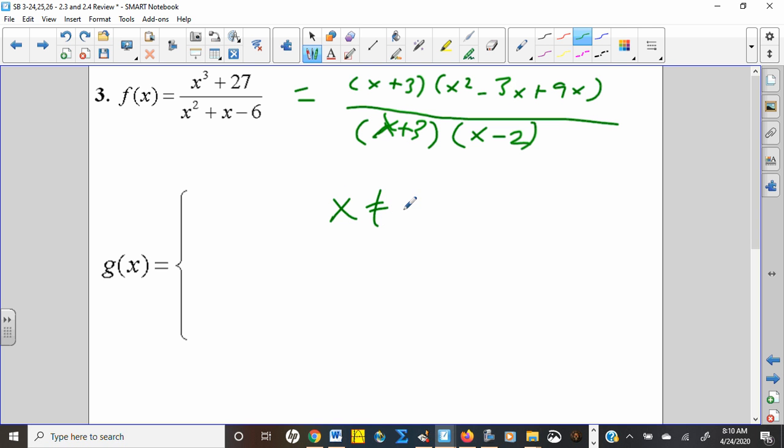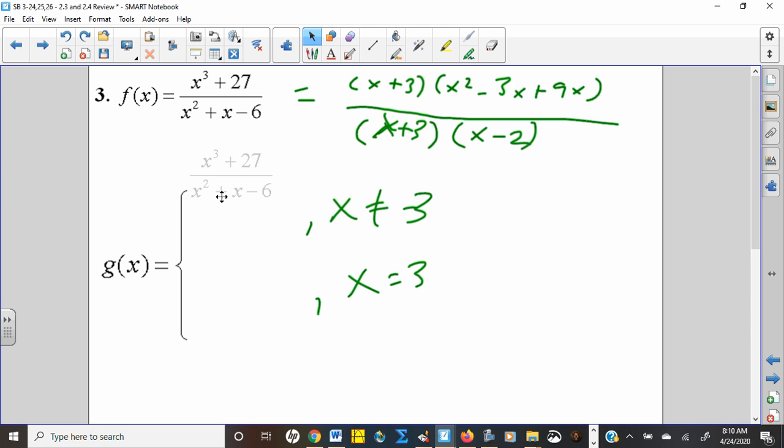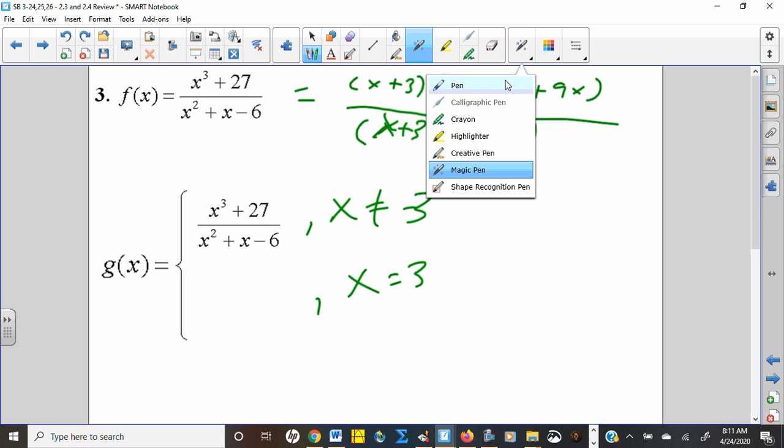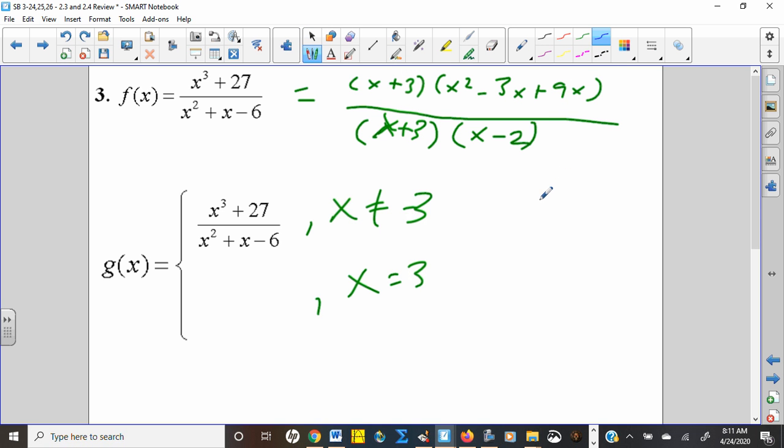So x cannot be -3 in the first part of this extended piecewise function, right? The first part of it is just the original function, where we're not going to use that function where the hole exists at -3. So the question then comes down to, what's the height of the hole? And this is just where you've got to use the remaining part of the function, the reduced function, I guess is what we call it, and plug in that value.